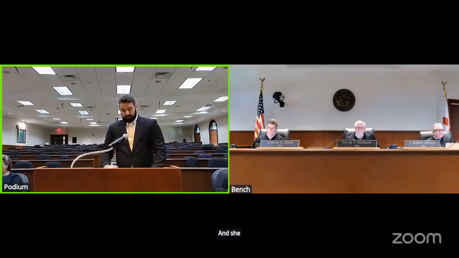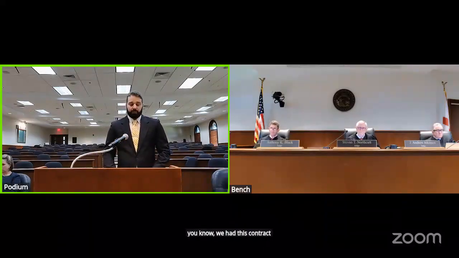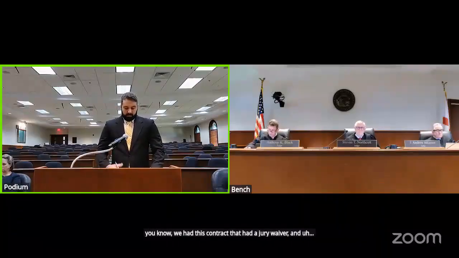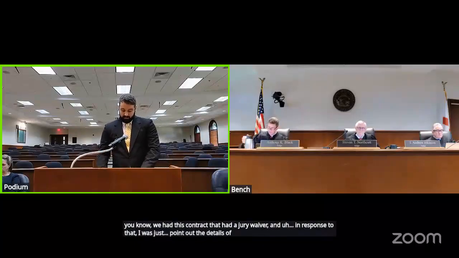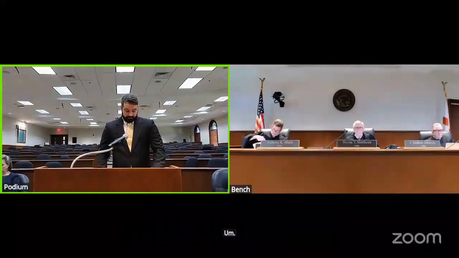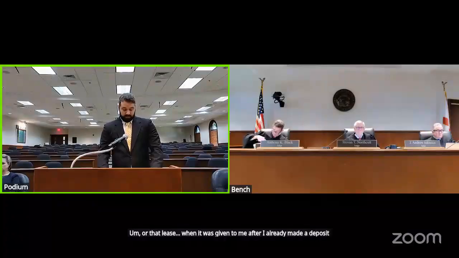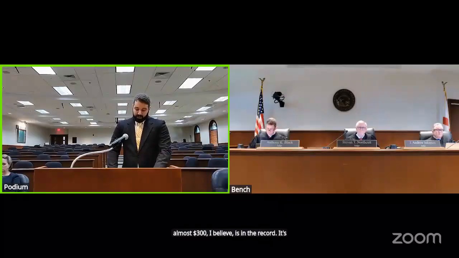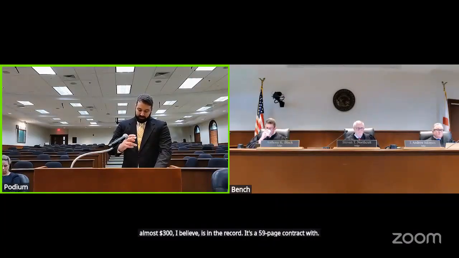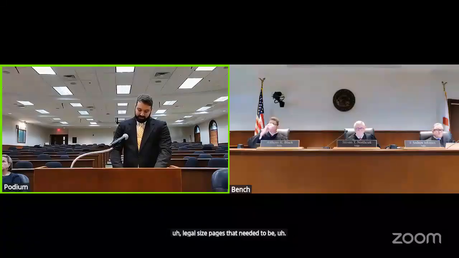And the appellee is going to contend that we had this contract that had a jury waiver. And in response to that, I would just point out the details of that contract or that lease, which was given to me after I already made a deposit in earnest money, almost $300, I believe is in the record. It's a 59-page contract with legal size pages that needed to be specially printed.